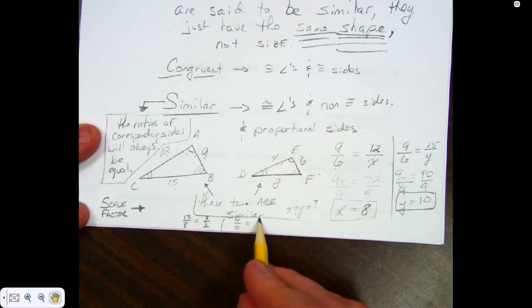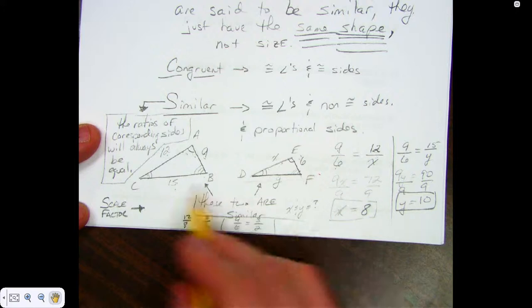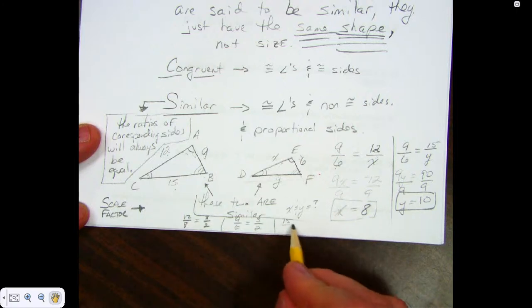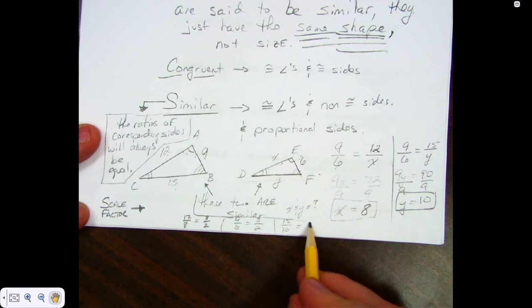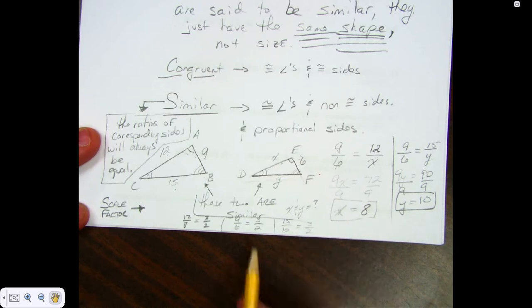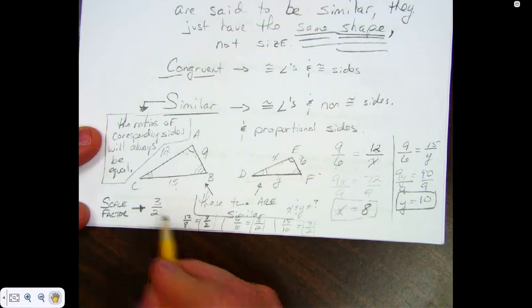3 will go into that what? What does 15 over, what was y? 10. What does it reduce to? What was the same? The ratio. The ratio. So you know what your scale factor is here?